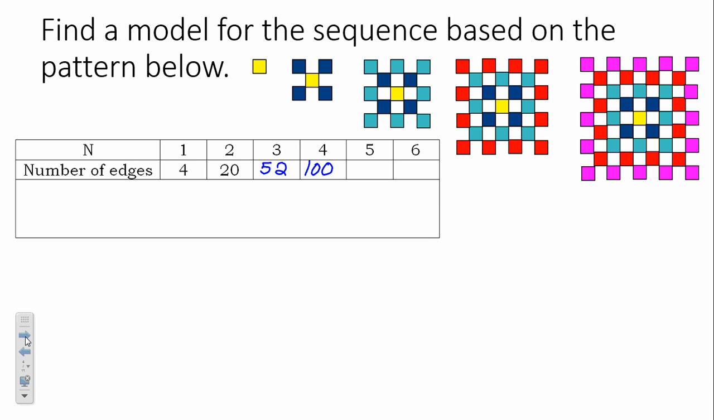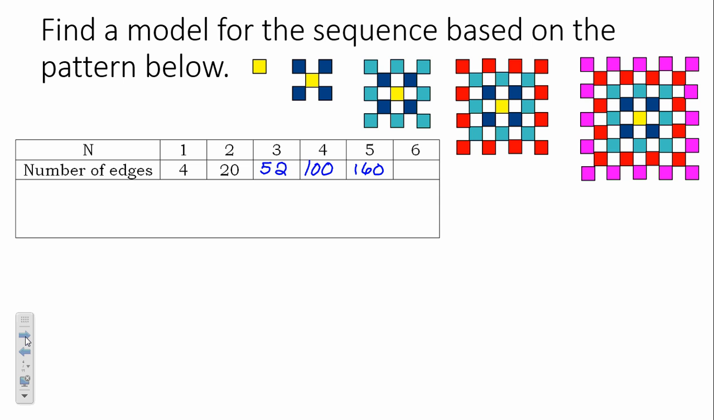160, because we added, everybody agree with 160? Okay. And then we could extrapolate the sixth one, but we're not concerned about that at the moment. Okay. Now, let's look at our first differences to see if this is arithmetic.